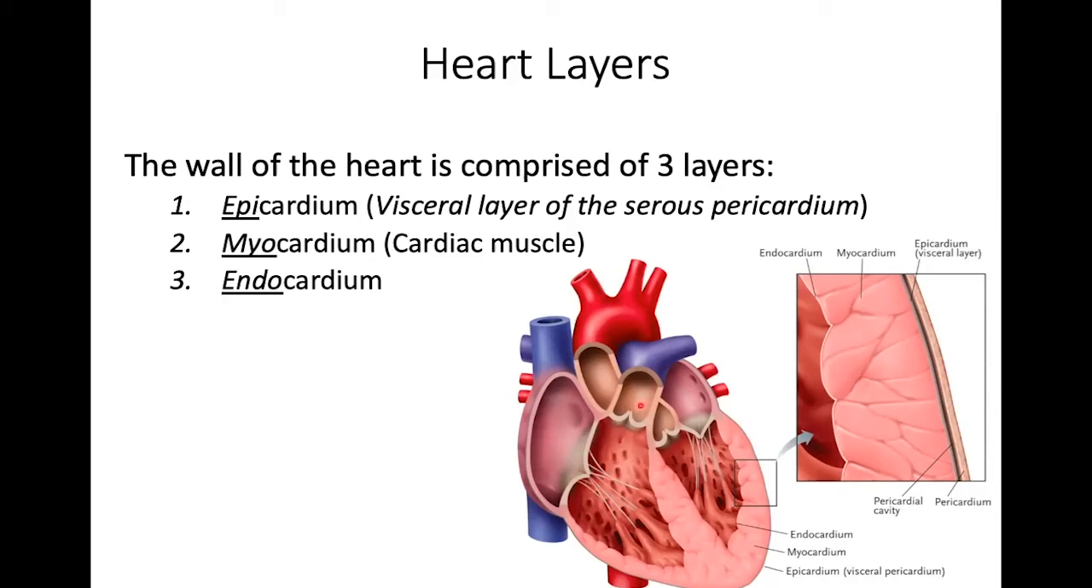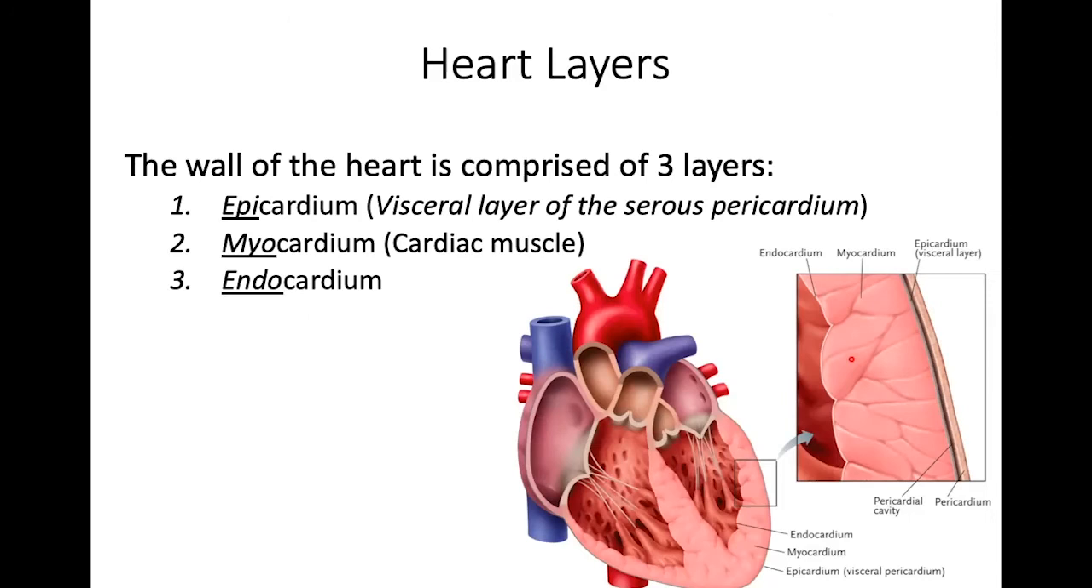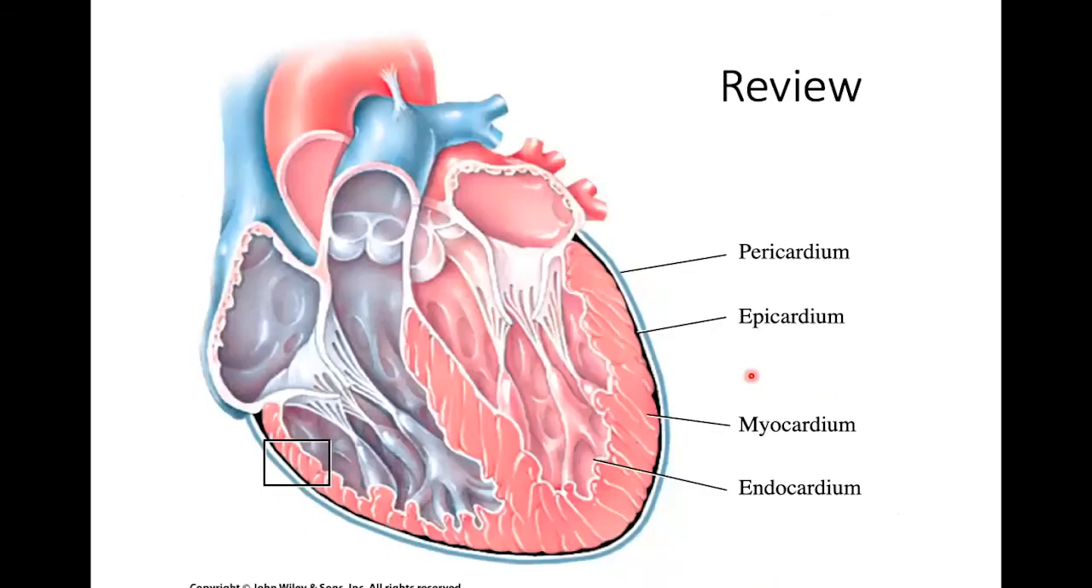Now, finally, that last layer, the epicardium is continuous here with the visceral layer of the pericardium. We can think of them as one in the same. So the three layers from most superficial to deep, we have the epicardium, myocardium, and endocardium. And then to put it all together, we have the parietal pericardium as the outer portion of the serous membrane. We have the epicardium, also known as the visceral pericardium.